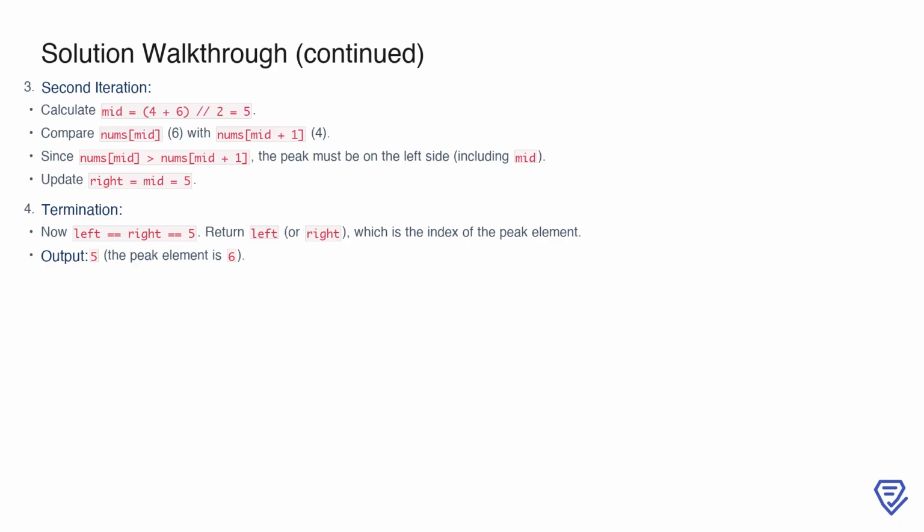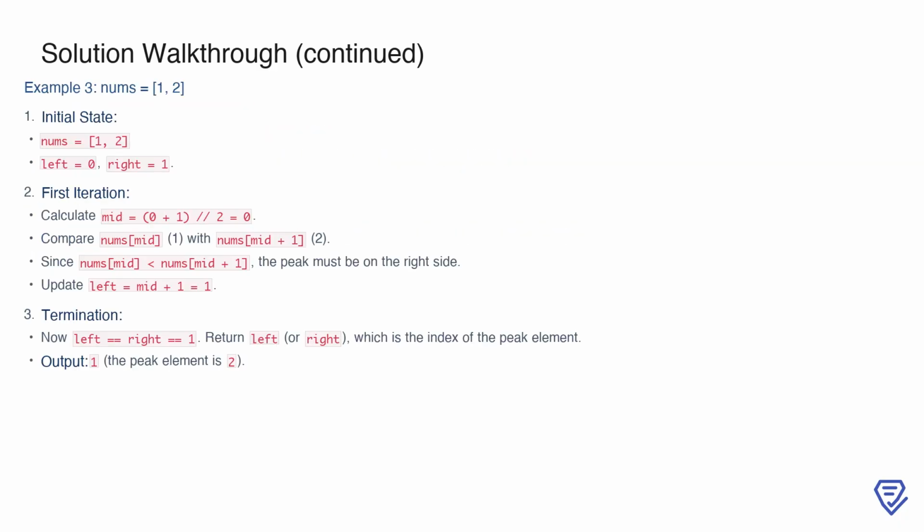At index 5, the value is 6, and we compare it with the value at index 6, which is 4. Since 6 is greater than 4, we determine that the peak must be on the left side, including the current mid. Therefore, we adjust the right pointer to mid, which is now 5. At this point, the left and right pointers both converge at index 5, meeting the termination condition. The function returns index 5 as the peak, and the value at this index is 6. So, the output for this example is 5.